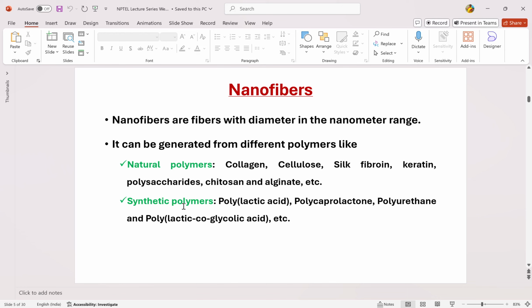Similarly, for synthetic polymers, you can choose a polymer which is biocompatible, so that if you're going for a biological application, it should not affect the body. So it should be biocompatible, especially if you're putting it inside.